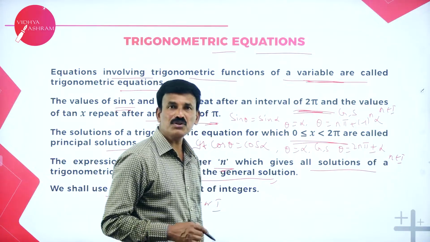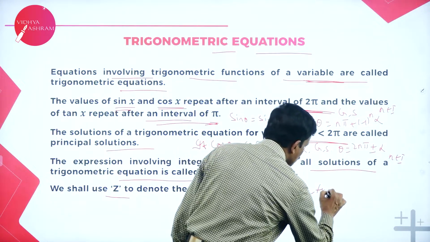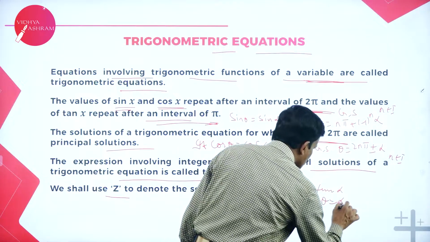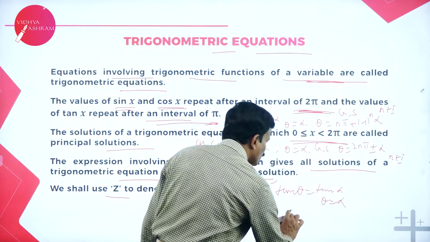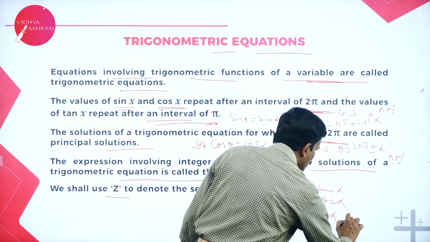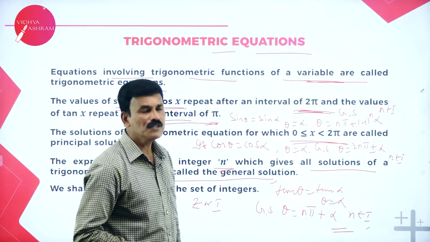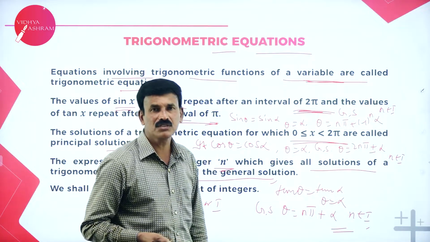Now suppose tan theta is equal to tan alpha, then theta is equal to alpha. The general solution for tan theta is n pi plus alpha, where n belongs to any integer I or Z. That's it. These are the general solutions for sine, cos and tan.